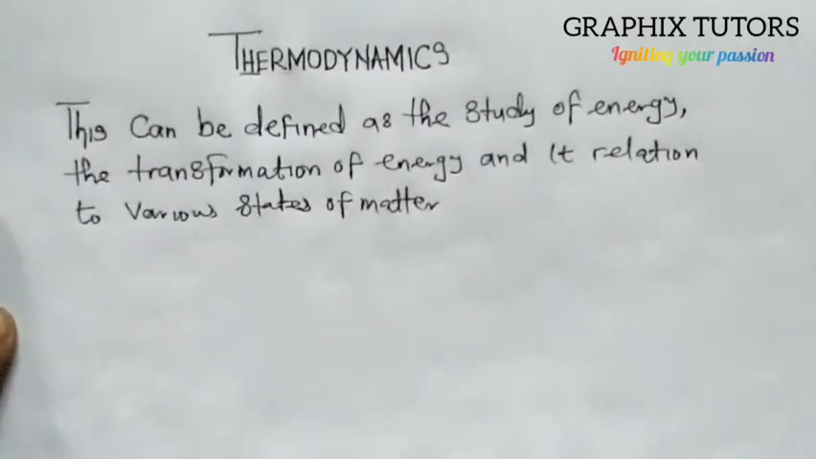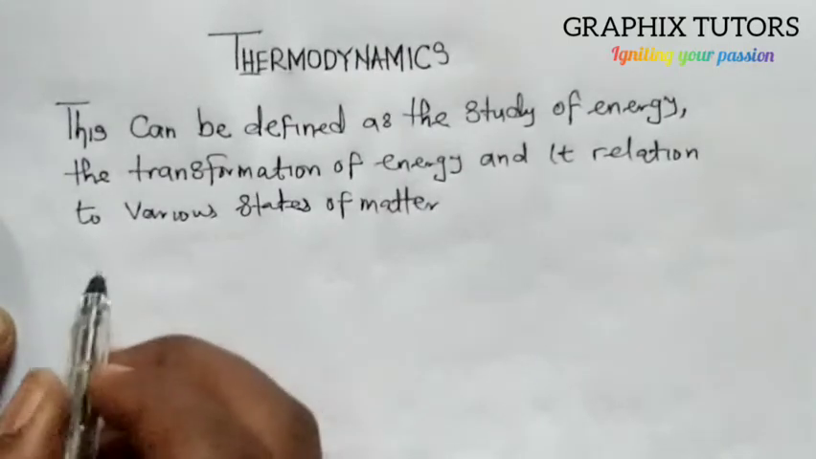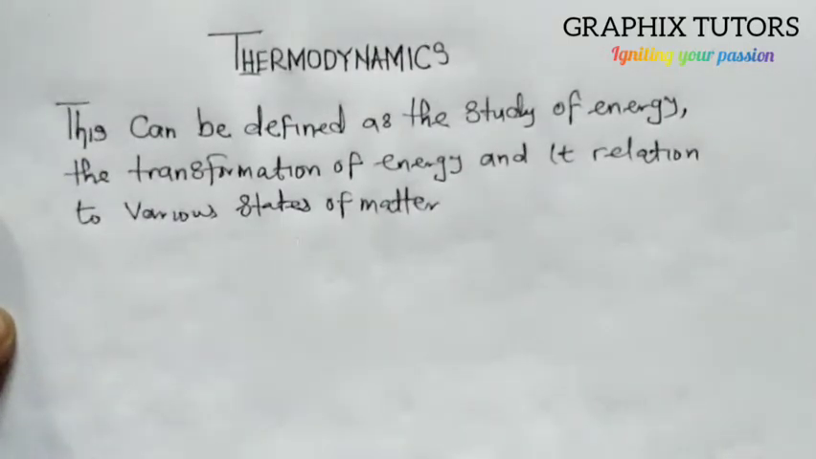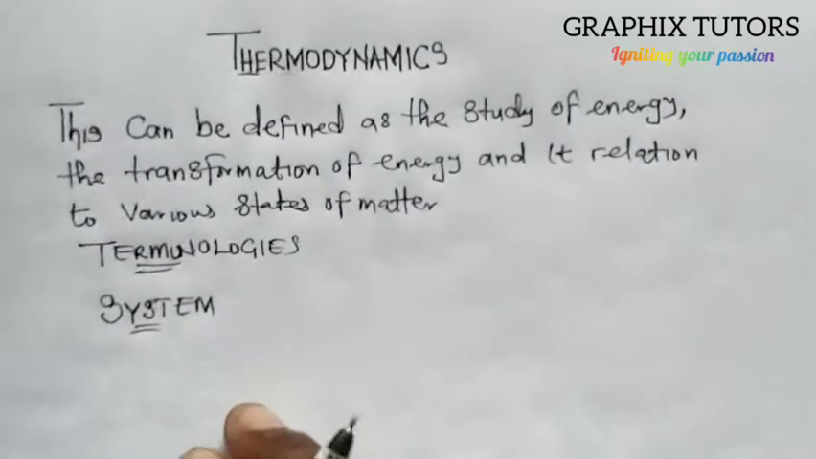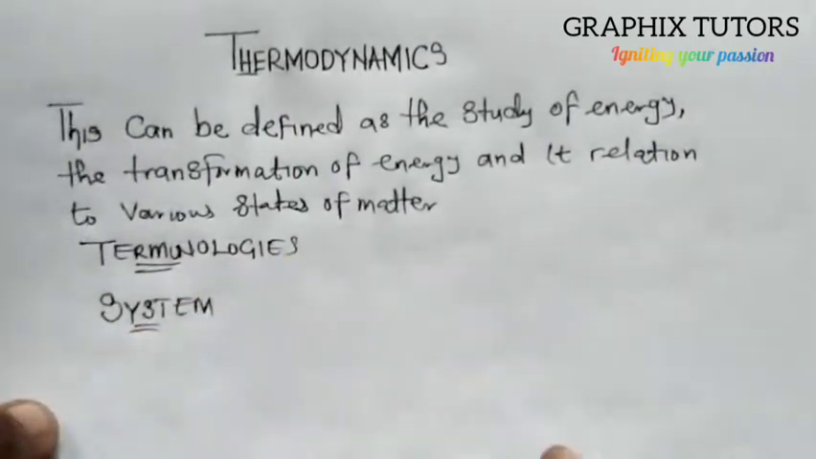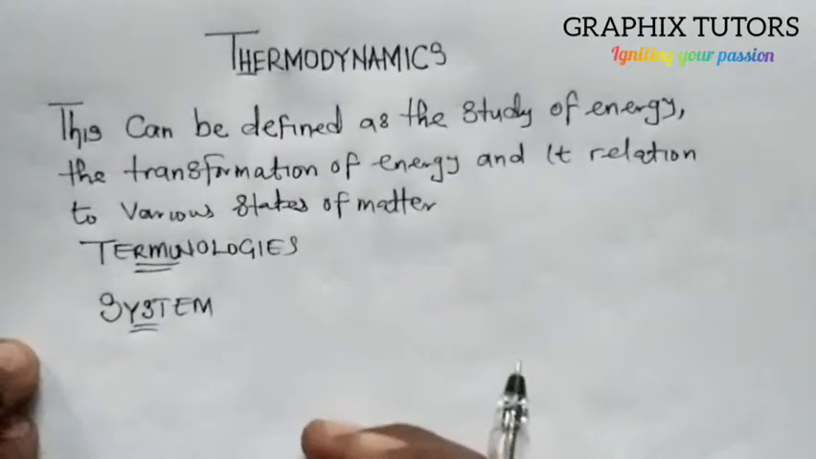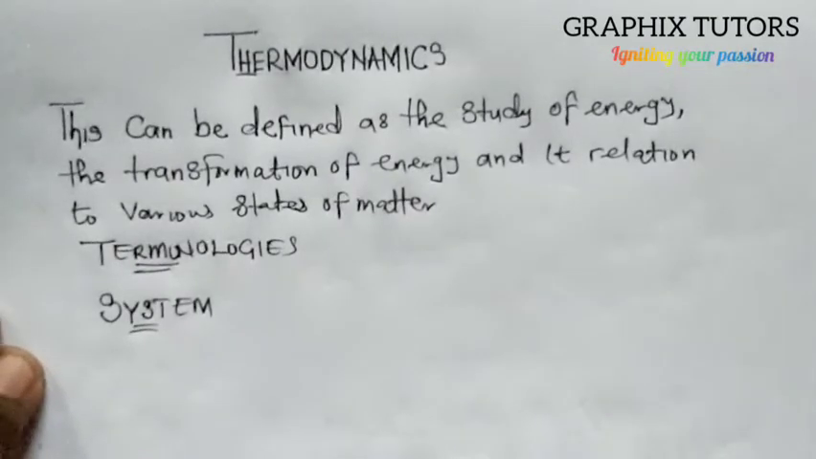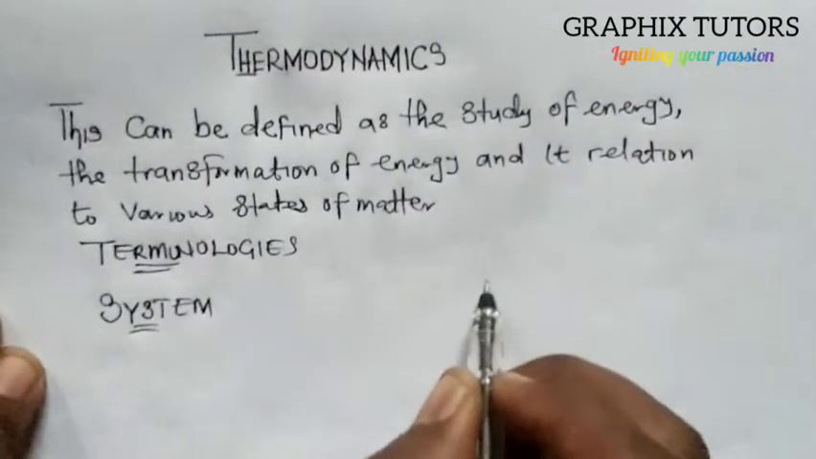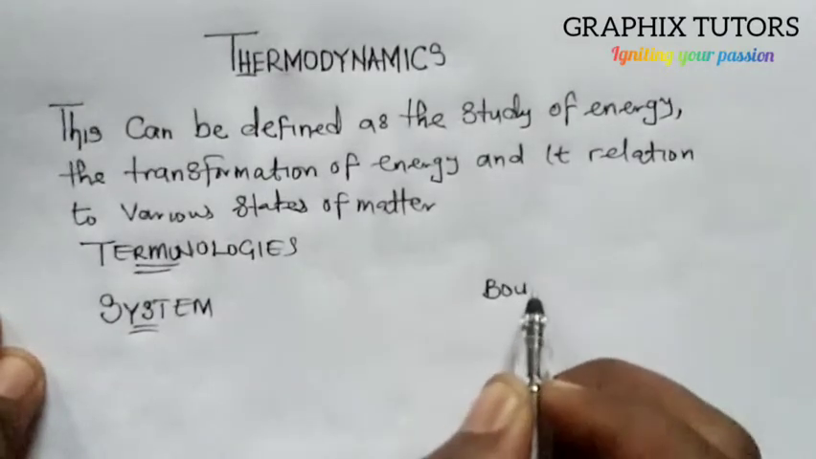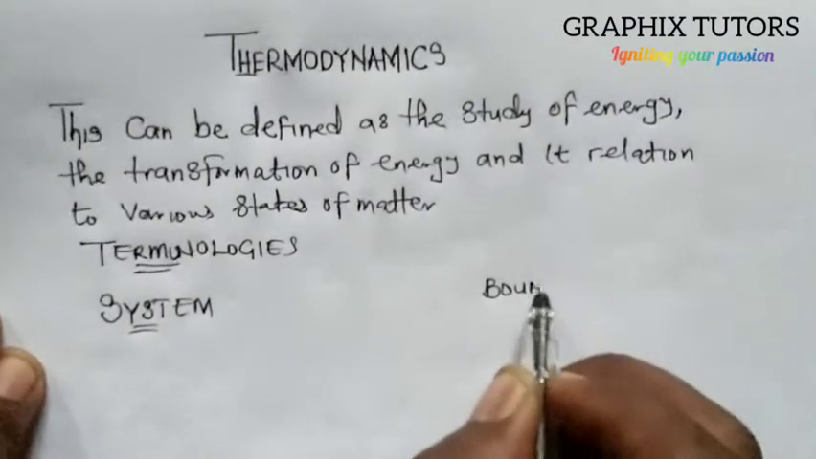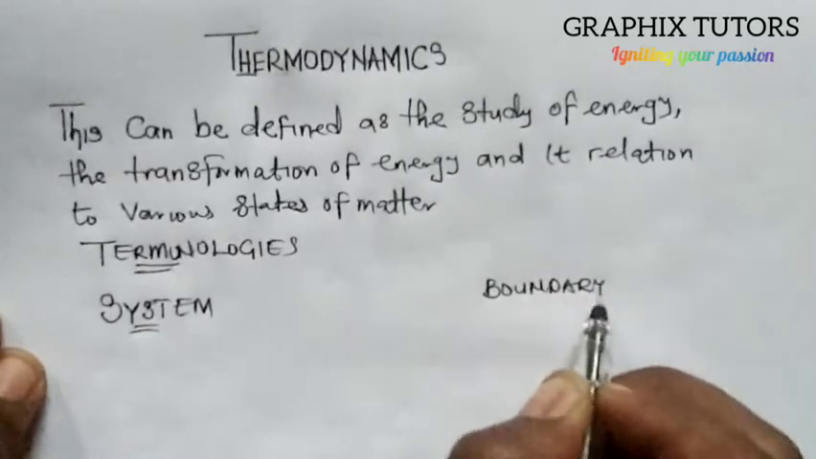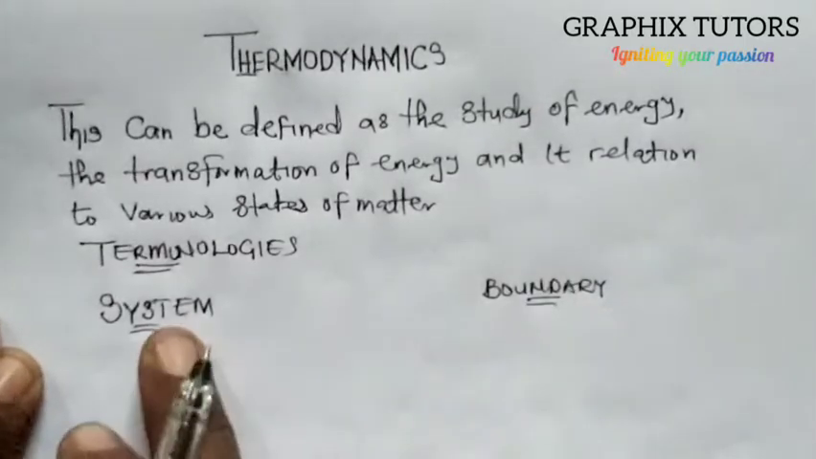Now, what are the terminologies that we are going to be using here? Some of the terminology we'll be conversant with is what we call a system. A system is the quantity of matter enclosed in a boundary for thermodynamic study. The two keywords here are the quantity of matter and the boundary, right? The boundary on its own is what separates the system from the surrounding.